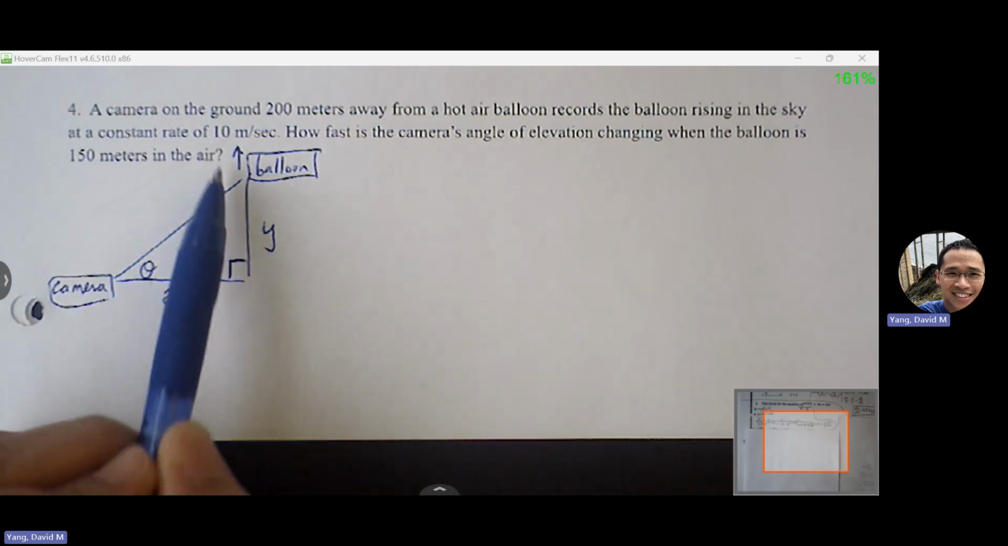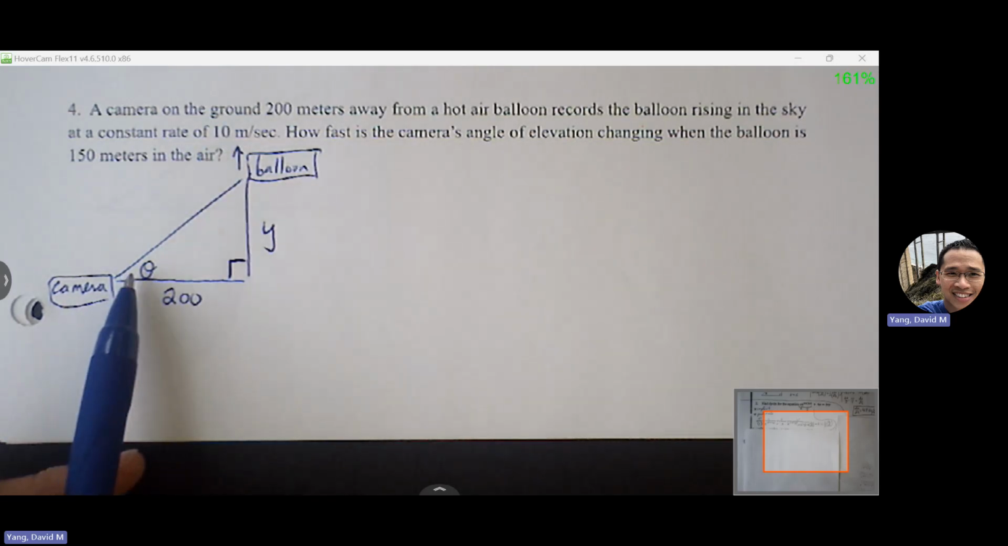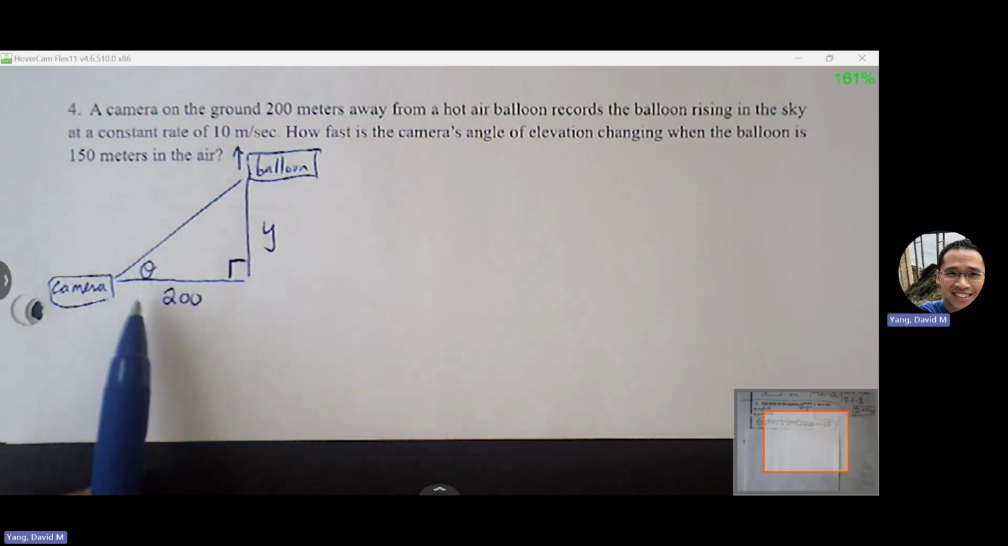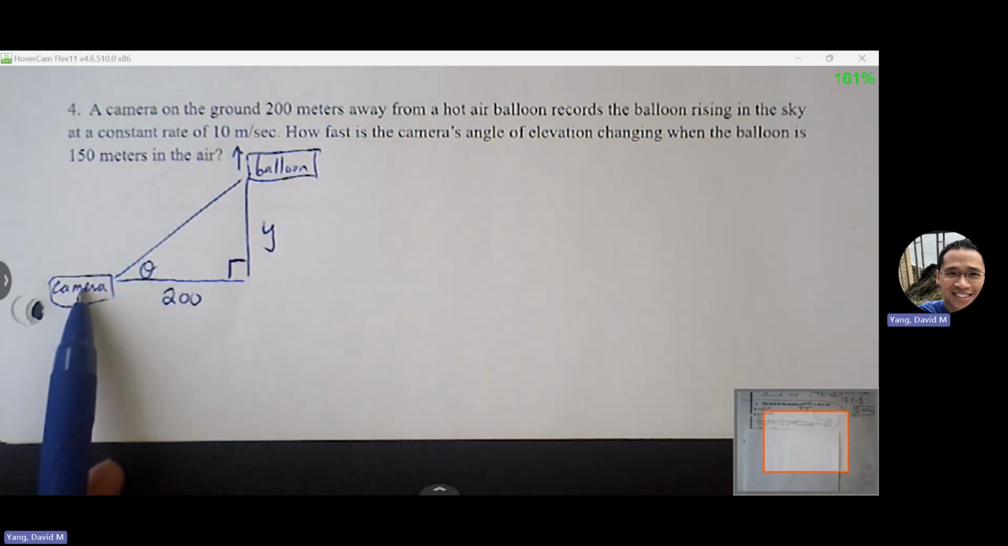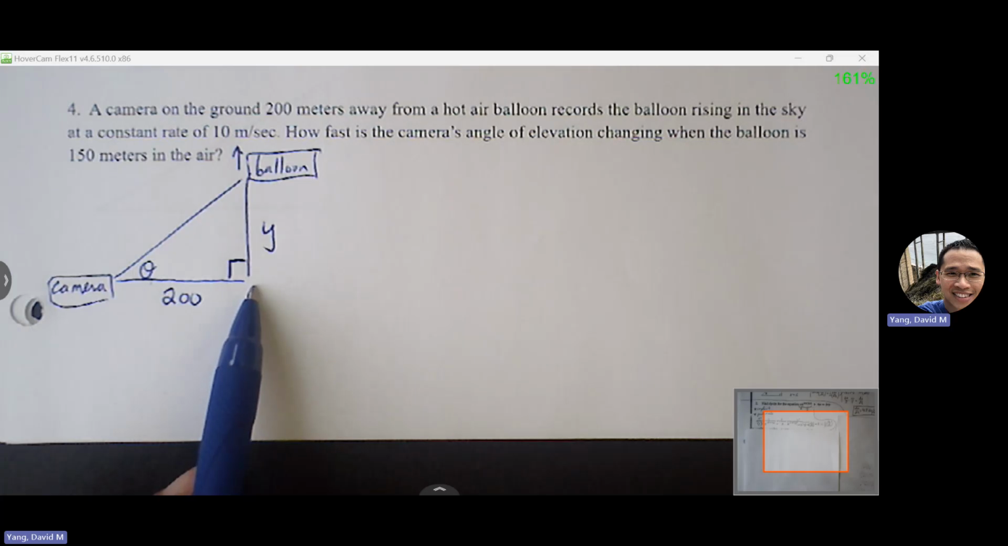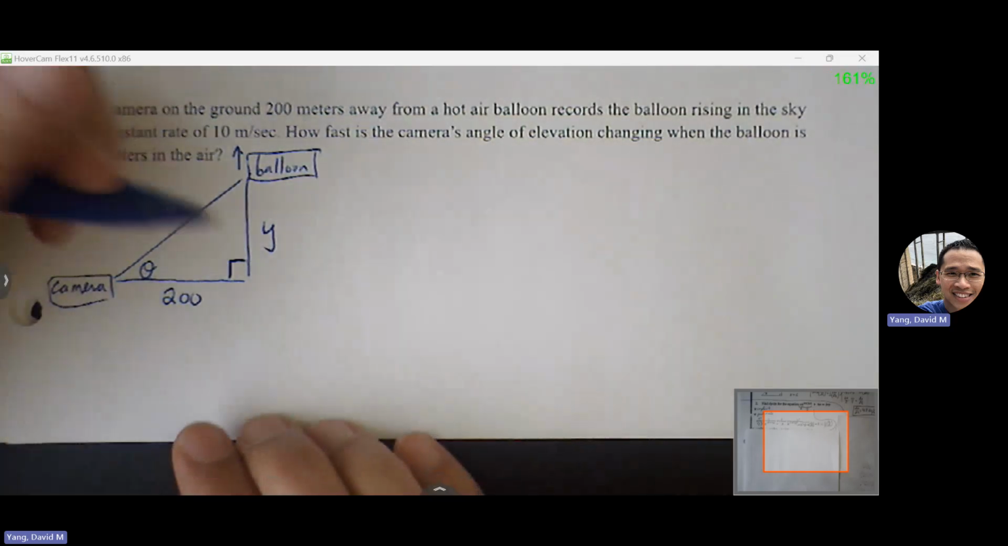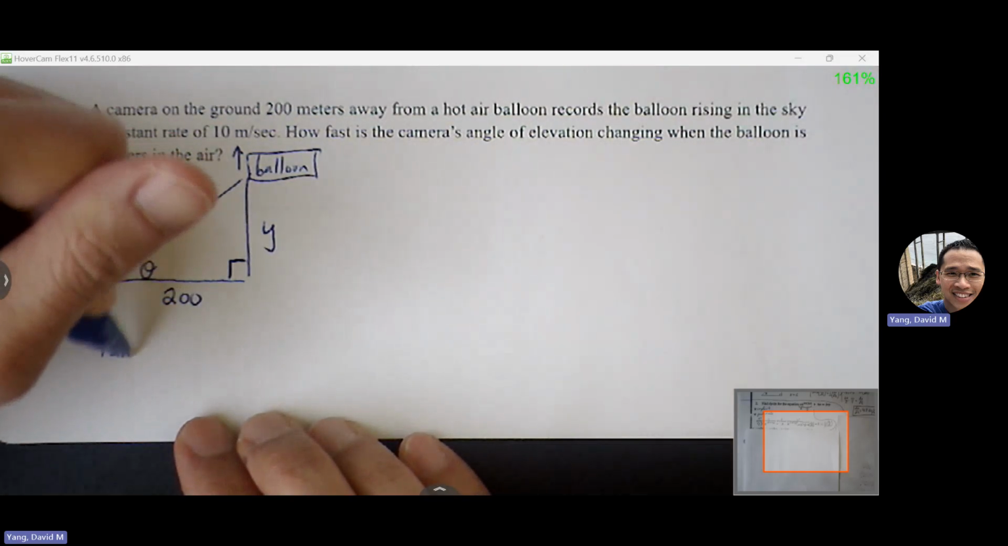As the balloon continues to rise, we expect the theta to be changing. We expect y to be changing. We also expect the hypotenuse to be changing. But this distance from the camera to the launching point of the balloon is not going to change. So if something is unchanging all the way through, we don't have to have a variable. We can just have a constant represent that side.